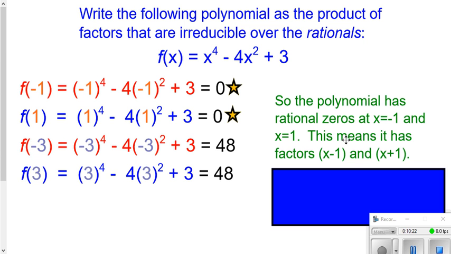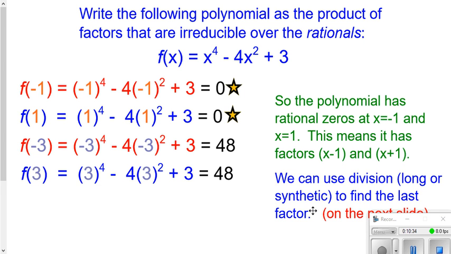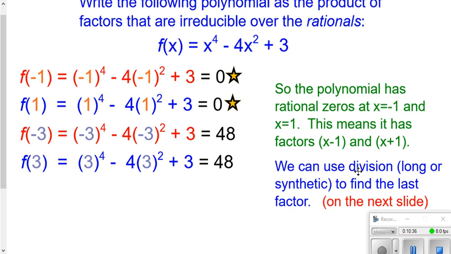This tells us then that it has the factors x minus 1, and this one is actually because of this 0, and x plus 1. That was actually because of this 0 here. So what we can do with that information next is we will use division, either long division or synthetic division, to find that last possible factor. And again, we will do that on the next slide.